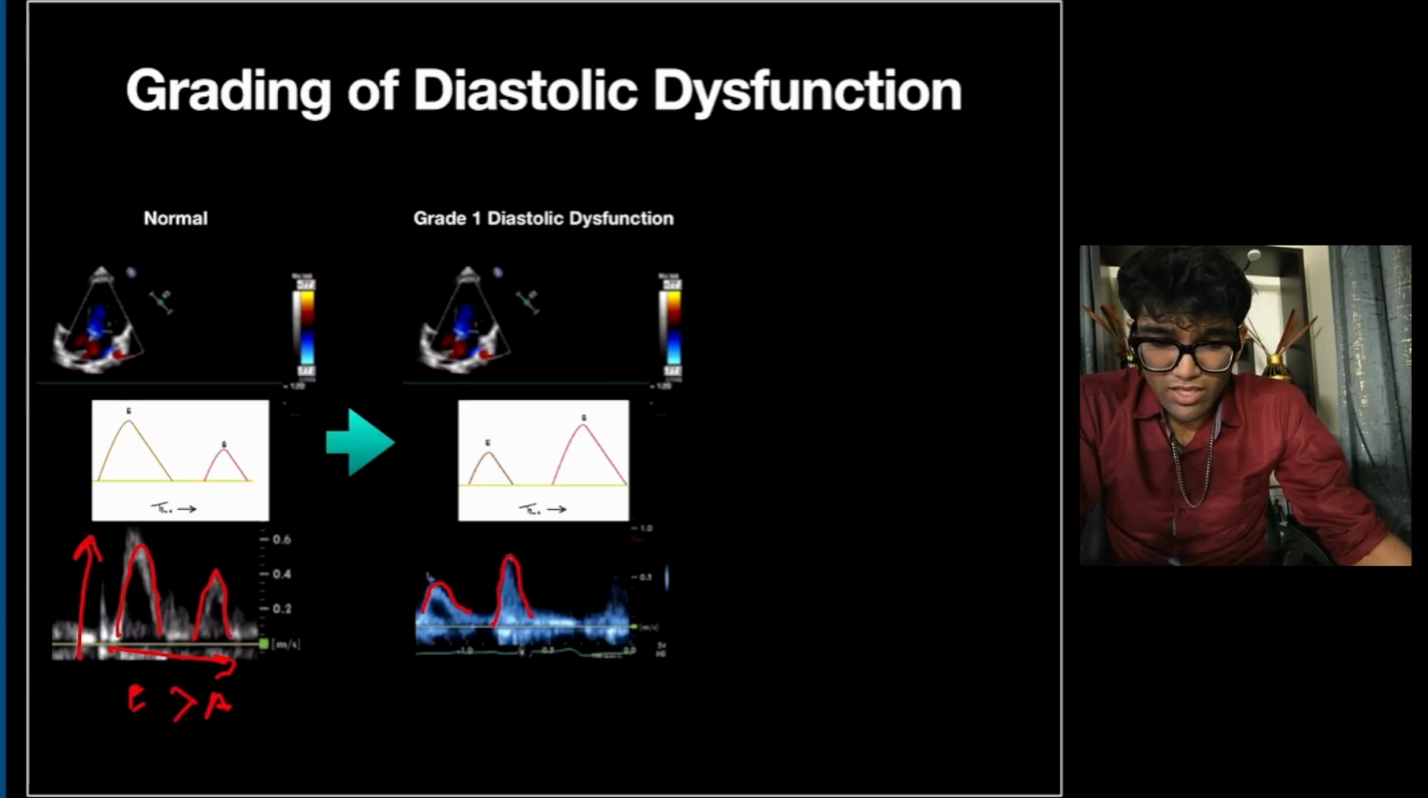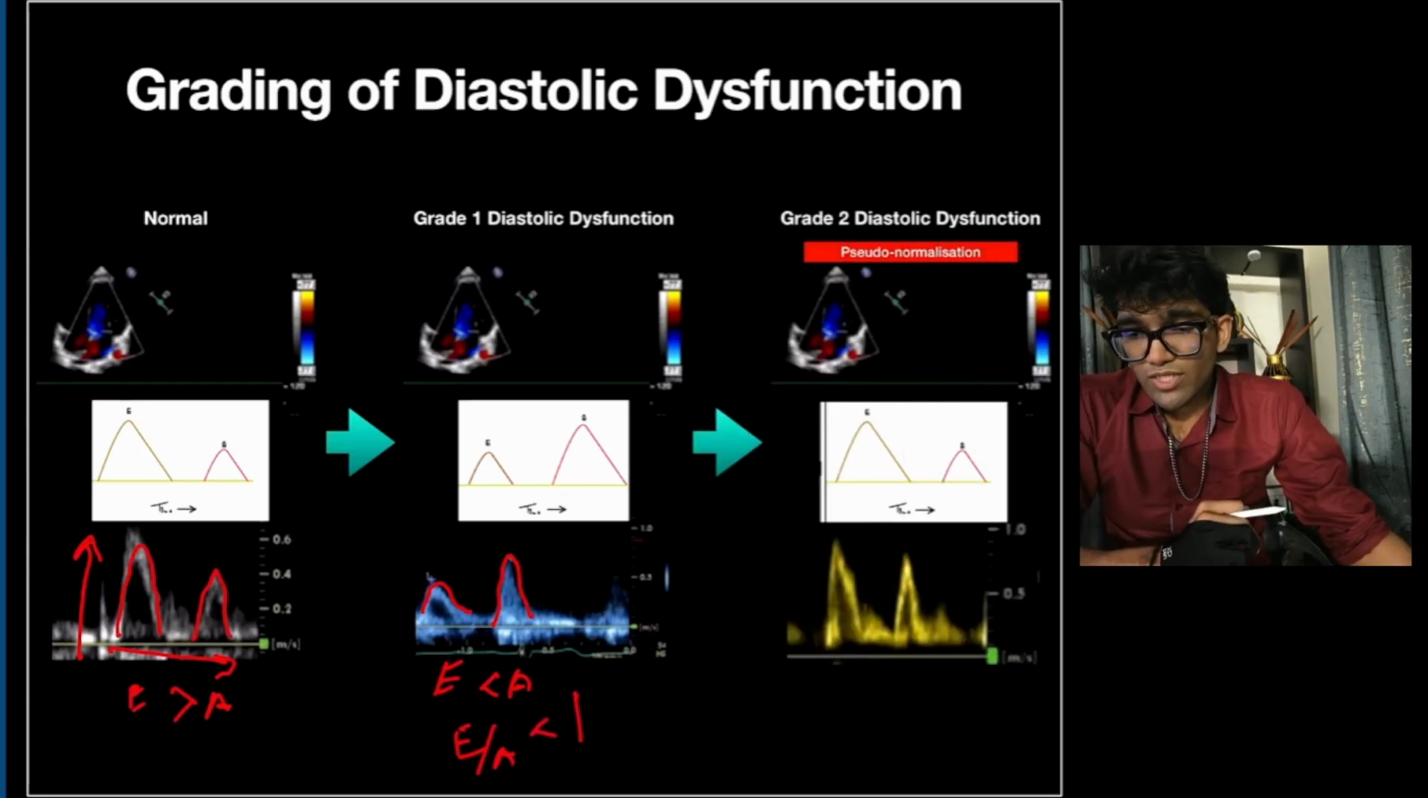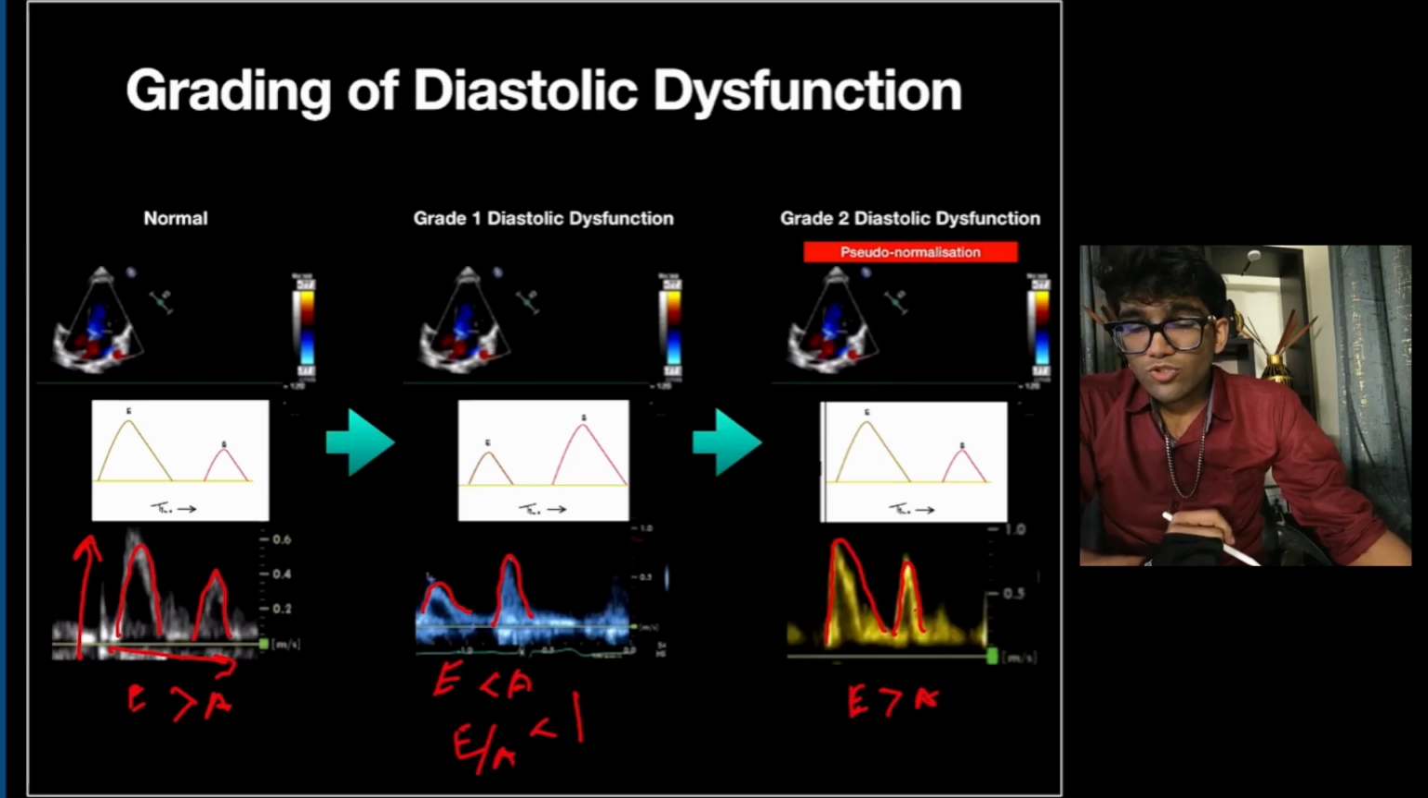So this would be the E wave and this is the A wave. Now the E wave is smaller than the A wave, and if you were to take a ratio of the two, the E by A ratio would be less than 1. Now what we find in the third situation is there is pseudo normalization. Both waves are slightly tall, but the E wave has become again taller than the A wave. So these are the changes that we find, and this is what we call pseudo normalization.